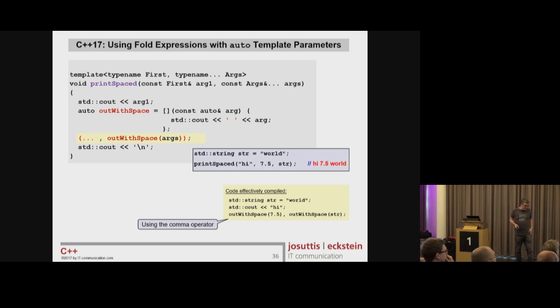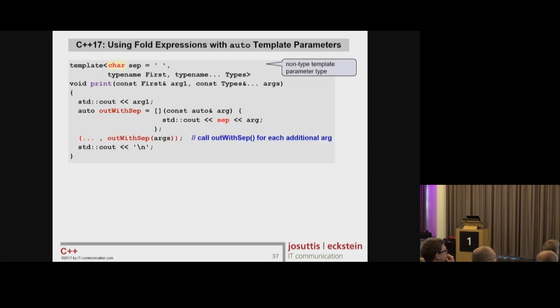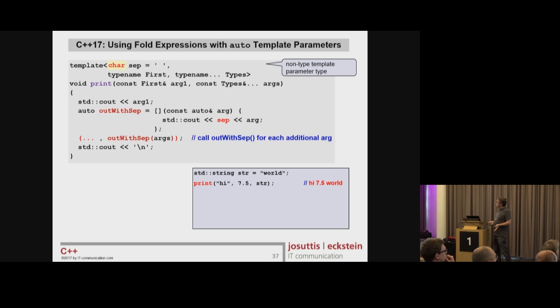Here we have a space between the arguments. We want to be more flexible here. So let's introduce a new template argument saying let's have a character here. And the default value is a space. So we can call print by default having a space between the arguments. But we can change this.